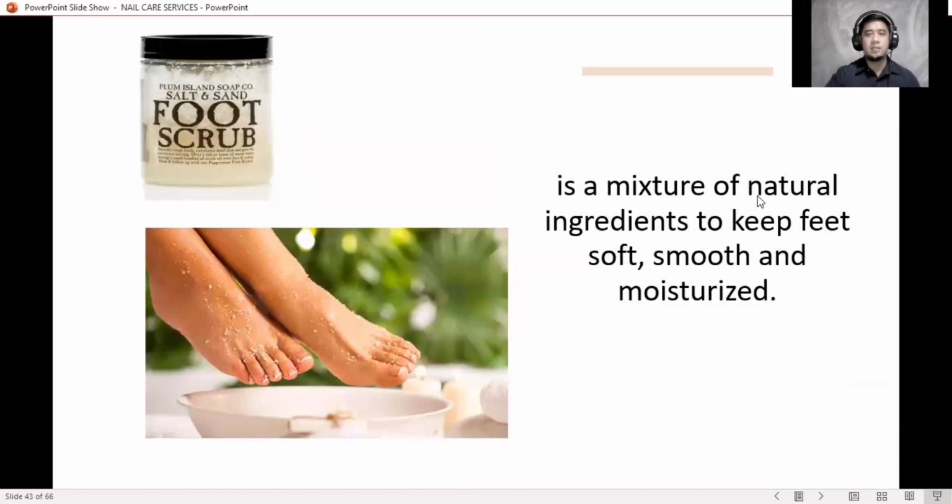Next one is a mixture of natural ingredients to keep the feet soft, smooth, and moisturized. So it's like a salt. Ayan, may bitak-bitak. Binababad din ang paa dyan. We call this one a foot scrub. Ayan, nandito na yung foot scrub po.